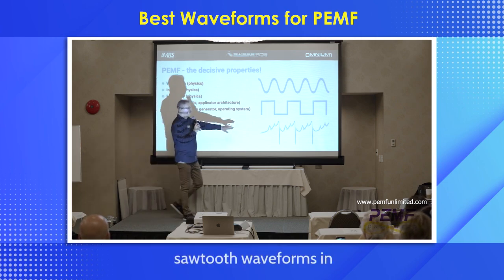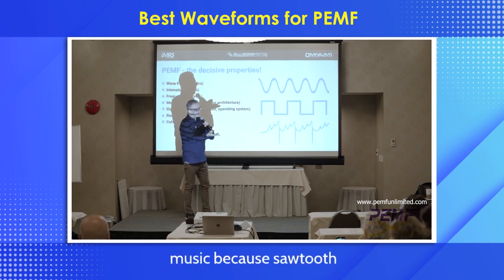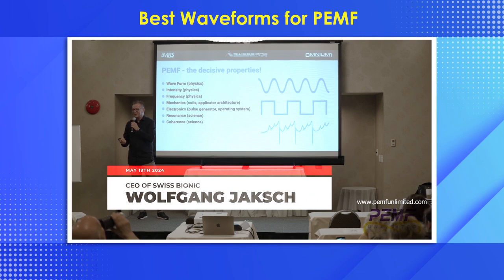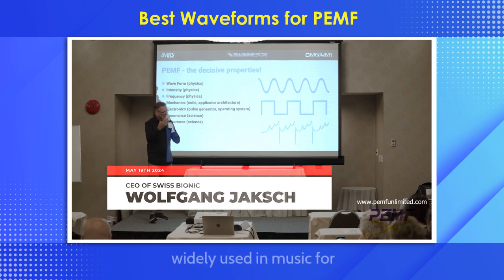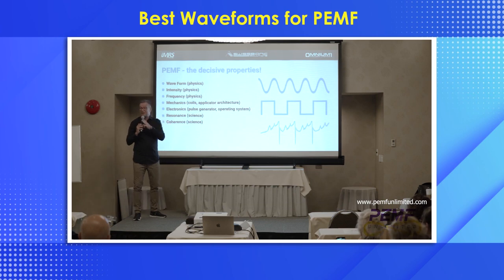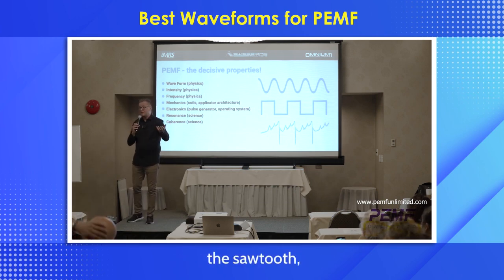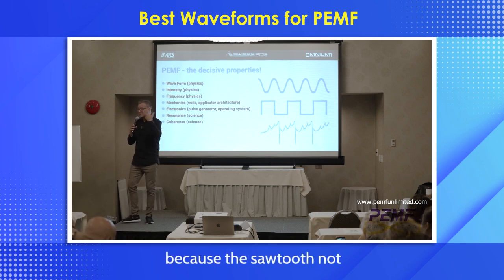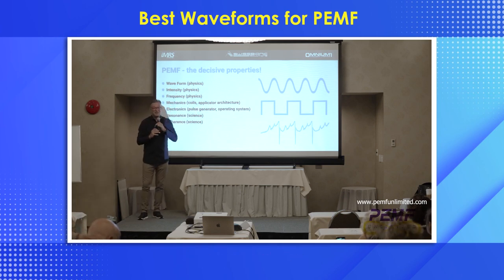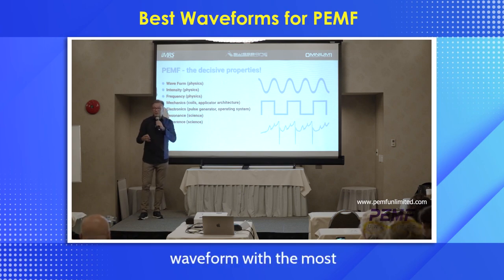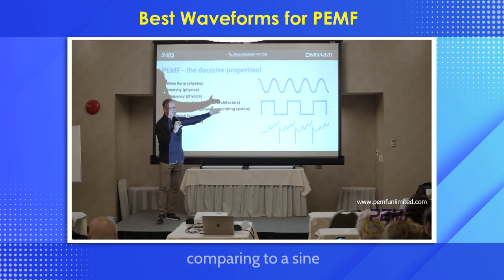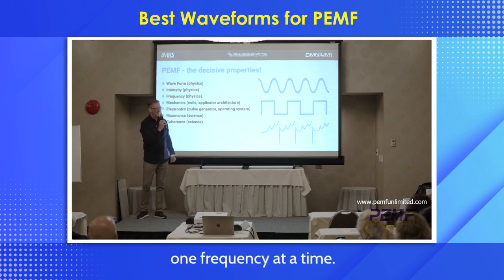They use, for example, sawtooth waveforms in music, because sawtooth waveforms create a tremendous amount of harmonics. So this waveform is widely used in music, for symphonies, for orchestras, for designing rooms. They make measurements where they get most of the sawtooth vibrations out, because the sawtooth produces not only even but also uneven harmonics, which makes it the waveform with the most exposed frequencies at a time, compared to a sine wave, which can only deliver one frequency at a time.